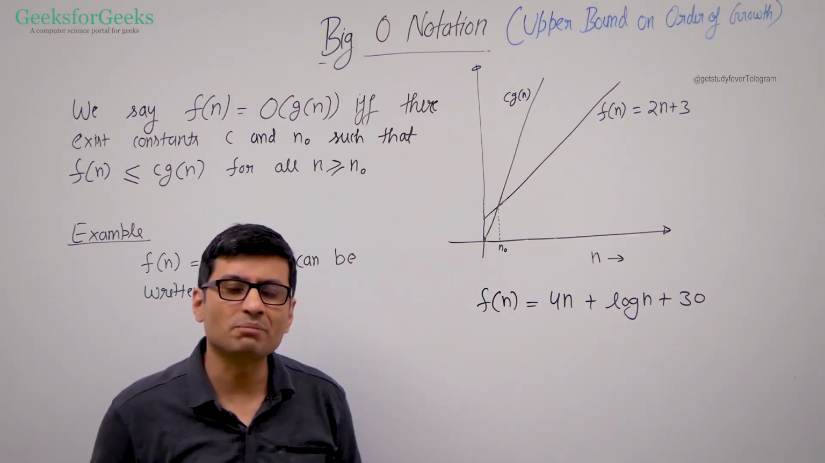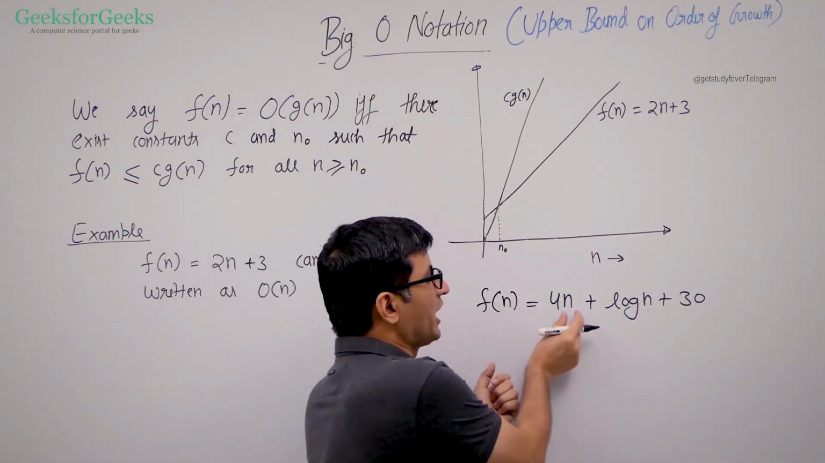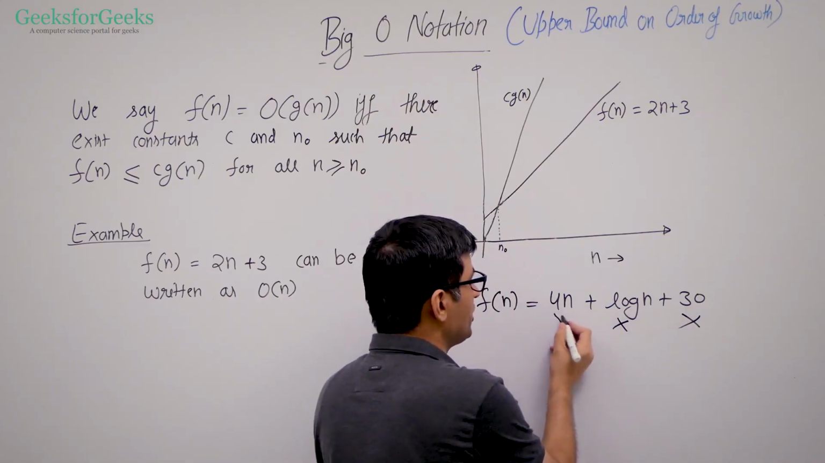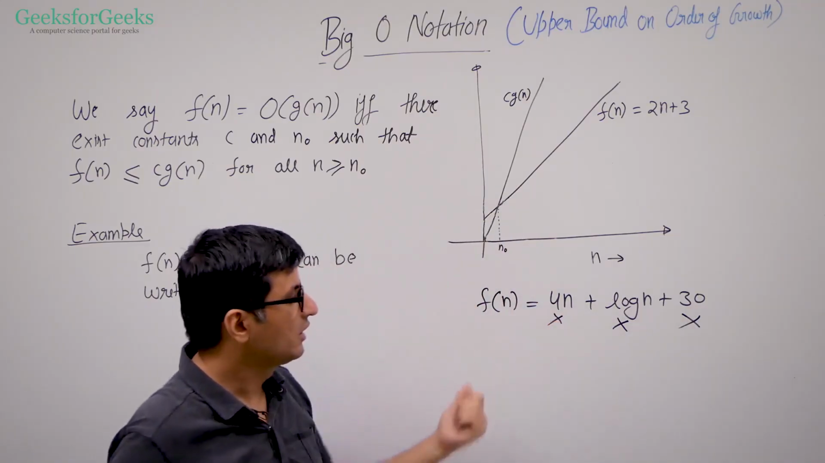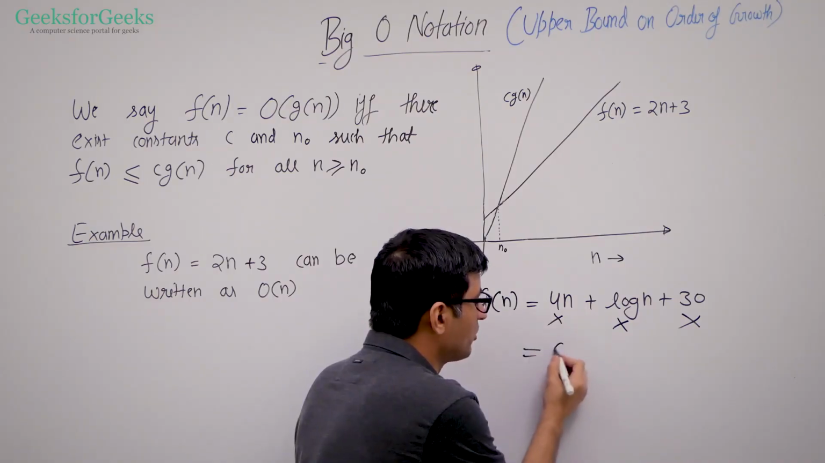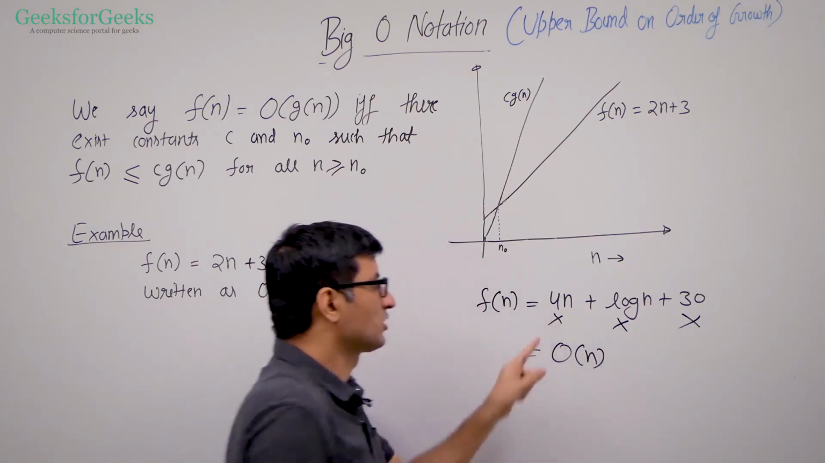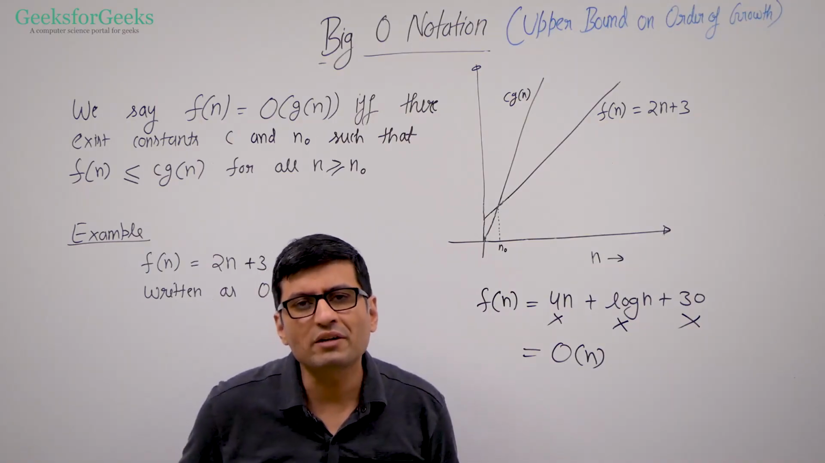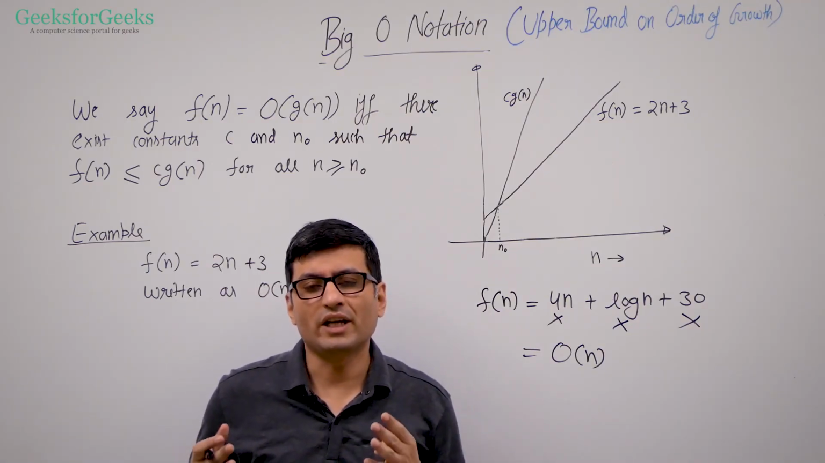Let us do one more example. This is the highest growing term. We ignore the lower order terms, ignore the constant of the highest growing term, and we say it's Big O of n, because n is the only term remaining. So this is a quick way to find Big O notation of any function.